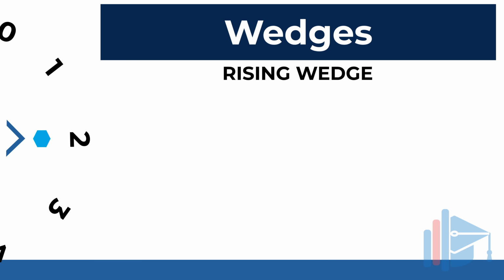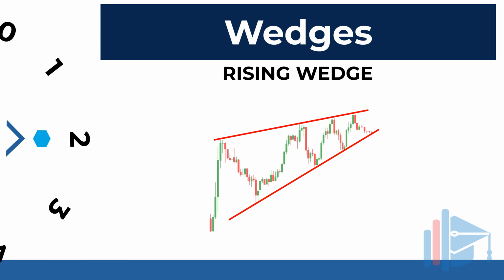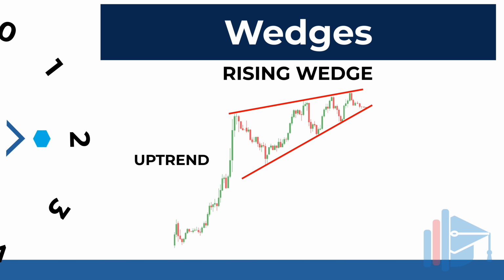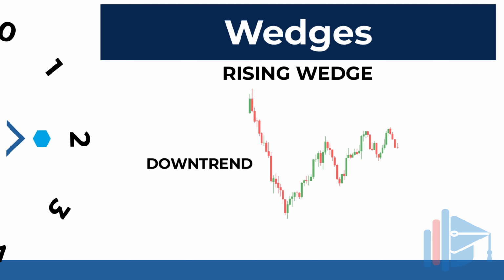A rising wedge is characterized by a series of higher highs and higher lows, with the support line having a steeper upward slope than the resistance line, causing the lines to converge. In an uptrend, a rising wedge is typically seen as a bearish reversal pattern, indicating a downtrend may occur after the wedge completes. In a downtrend, it is considered a bearish continuation pattern, suggesting a potential continuation of the downward move.